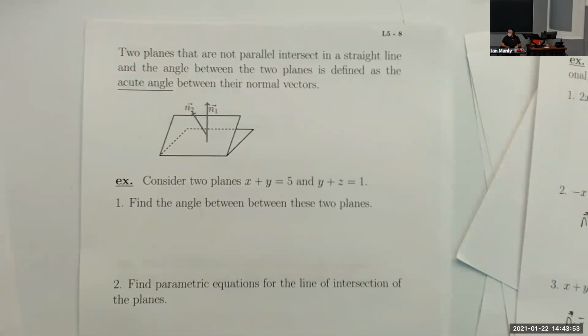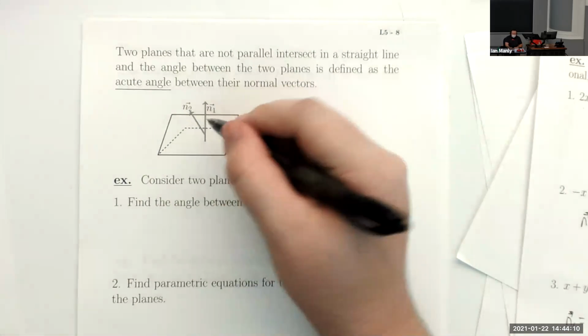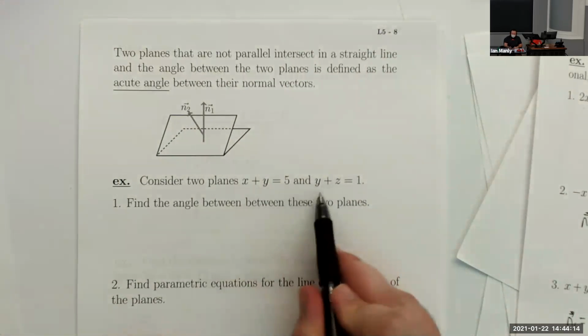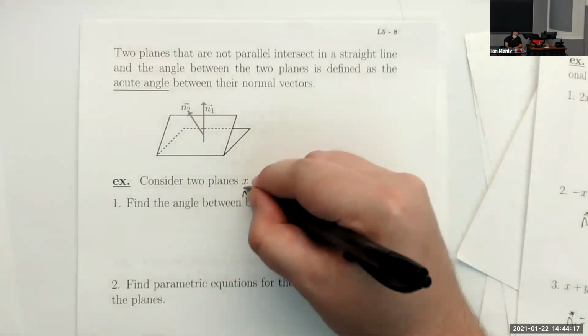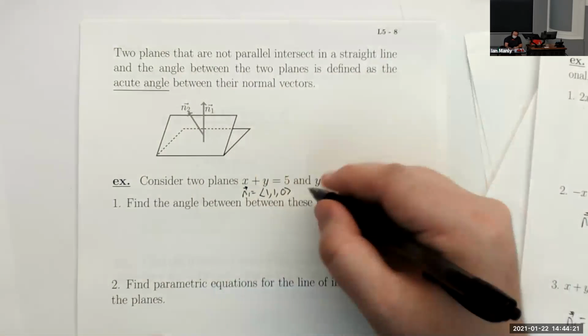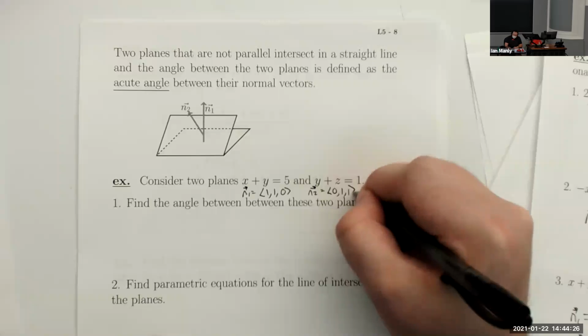So let's see. Two planes that are not parallel intersect in a straight line, and the angle between the two planes is defined as the acute angle between their normal vectors. All right, well, we already had some practice finding the angles between vectors. What we could do is take the dot product between them and then solve for cosine of theta. So for example, let's take the planes that we were looking at last time. This one has a normal vector of 1, 1, 0. This has a normal vector of 0, 1, 1.